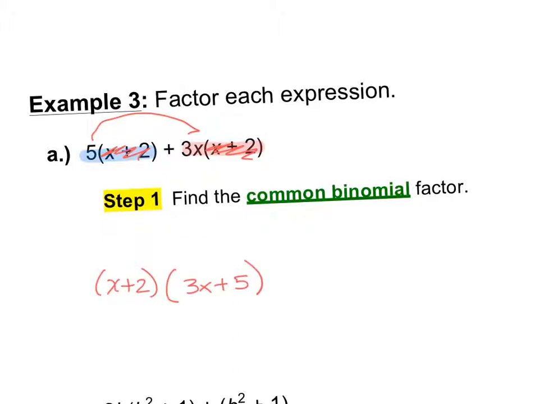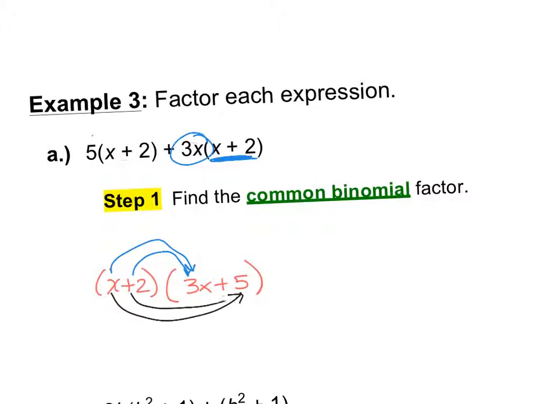So now you see that you have a binomial and a binomial. If you were to redistribute, what you're really saying is you're going to take x and multiply it by 3x, and then you're going to take the 2 and multiply it by the 3x. So you're really going to take the x plus 2 and multiply it by the 3x. And then you're going to do the same thing to the 5. X times the 5 and the plus 2 times the 5. So really it's x plus 2 times the 5.